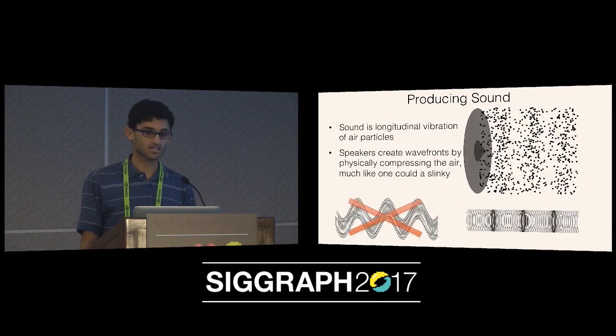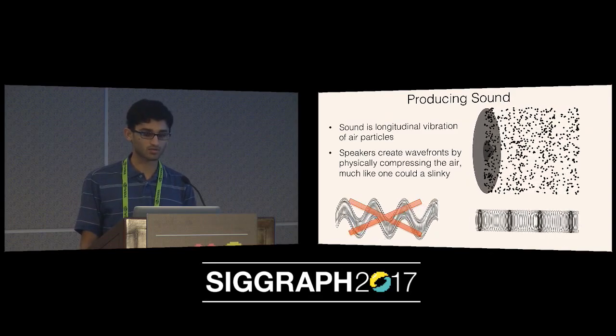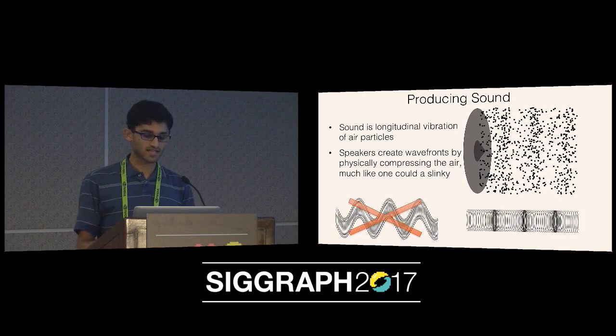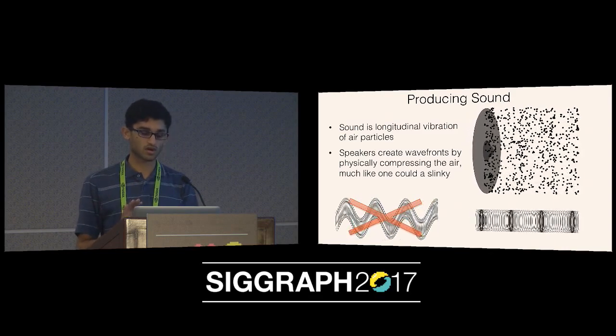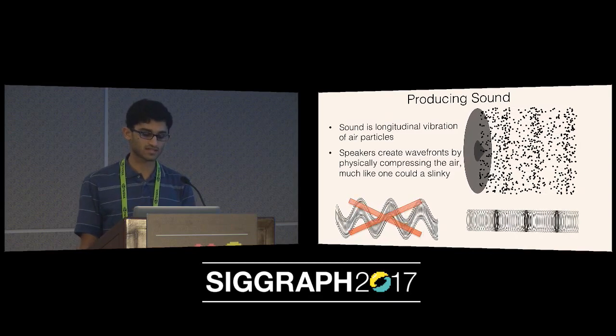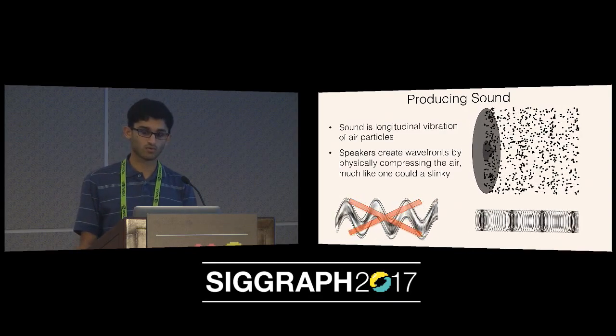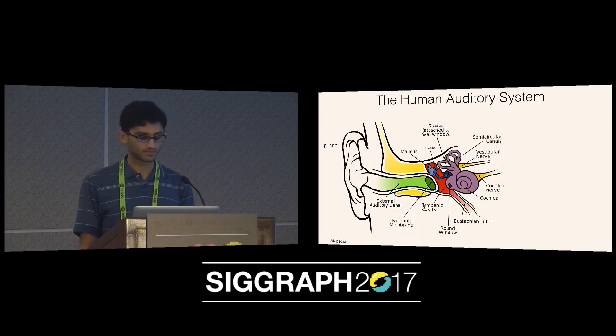Speaker drums do more or less the exact same thing to air particles, and the phase offsets between when the particles are compressed and then decompressed cause a wave front to move forward until it eventually hits your ear. When it reaches your ear, it's going to bounce around your outer ear, travel through the ear canal, hit your eardrum, and then the little tiny ossicles, that is bones, that are in your ear will vibrate and transfer the sound to the snail-looking thing called the cochlea.